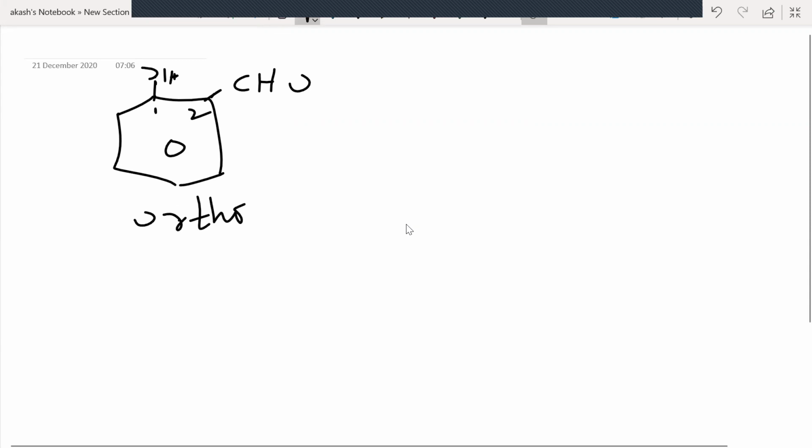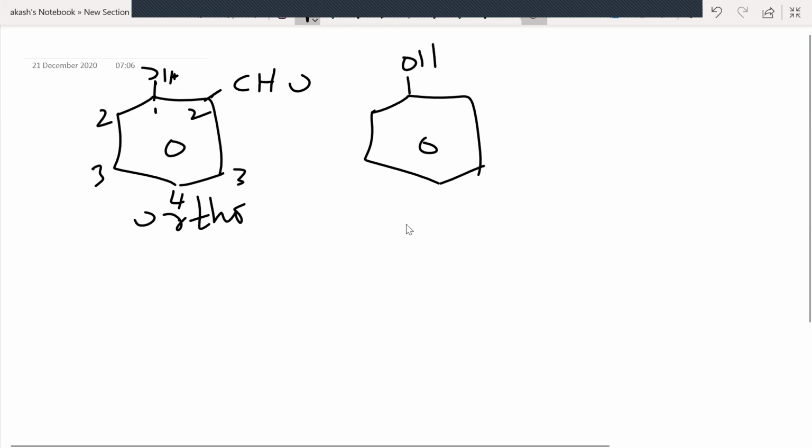Okay, fine. Now it is para. Now see, 1 and 2 are ortho. 1 and 3 are meta. And 1 and 4, if you have substituents, those are called para groups. Again, from that side also you can have. This is the second carbon atom, this is the third carbon atom. So this is ortho. Now if I go to para, again I have OH in the first carbon atom and the aldehyde CHO in the fourth carbon atom. So our question is, why is this para?